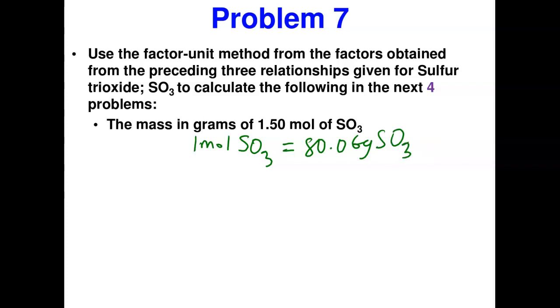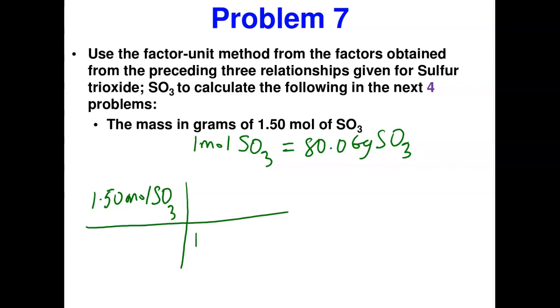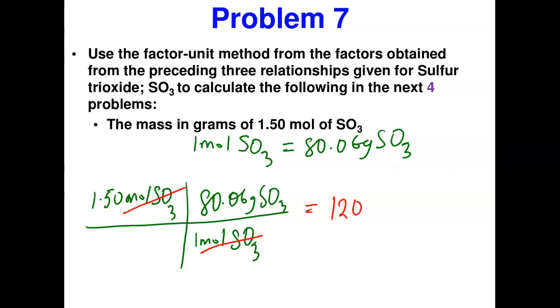So what do we do? We start with what we're given. We're given 1.50 mole of SO3. And then we have to cancel the mole, because the mole is going to be down. So 1 mole of SO3 will give me 80.06 grams of SO3. And if you do your cancellation well, mole of SO3 will cancel out, and our answer is going to be 120.09 grams of SO3.